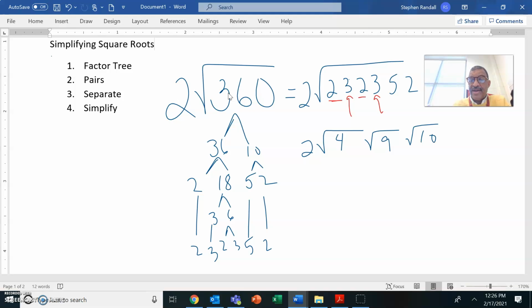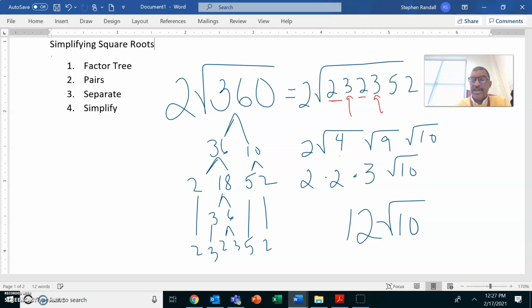So when we simplify that now, I'm going to get 2. The square root of 4 is 2. Square root of 9 is 3. And then the square root of 10 I can't clean up. So that's going to be 2 times 2 is 4 times 3 is 12. Root 10 is the correct simplification.